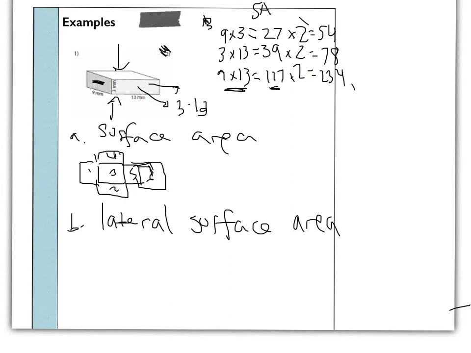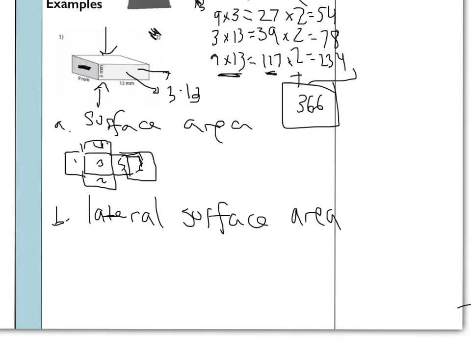Now I need to add all these things up to get the total surface area. And once I add them, I get my answer is 366. All right, that's my answer. I'll box it. Okay. Now I want to find my lateral surface area.